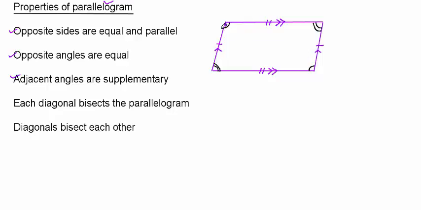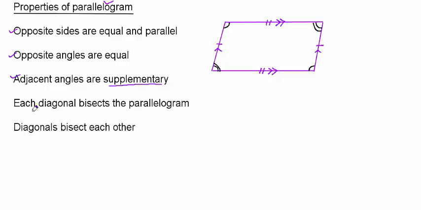And this plus this, and this plus this. So if you pick up any pair of adjacent angles, they would add up to 180 degrees, which means they're supplementary. Supplementary angles, 2 angles are supplementary when they add up to 180 degrees.